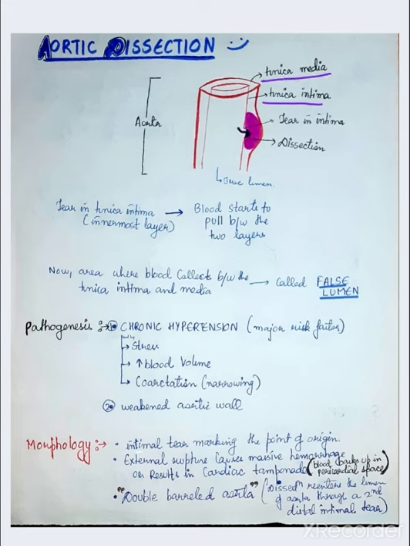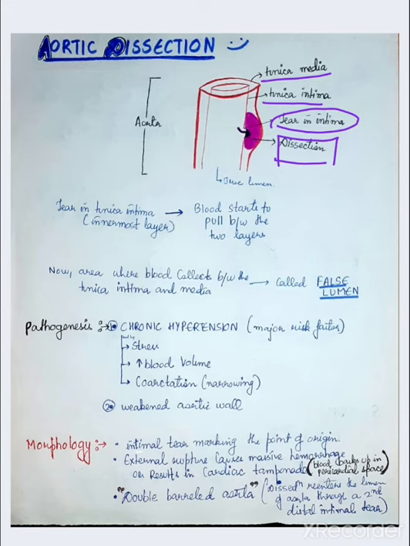So, here, because of a tear in tunica intima, which is the innermost layer, the blood starts to pool between the two layers. Here you can see that in pink. I have shown the blood. My red sketch pen was dead, so that's why I'm showing it in pink. So, this is dissection. Blood starts to pool between the two layers.